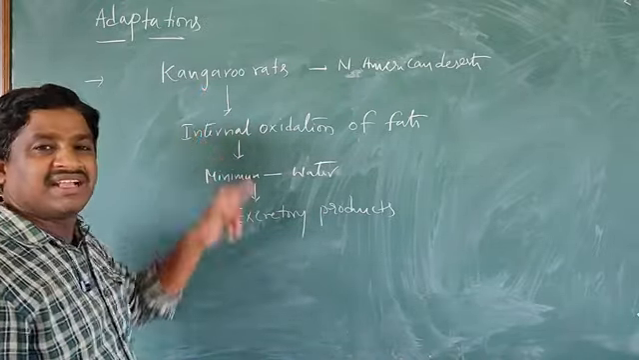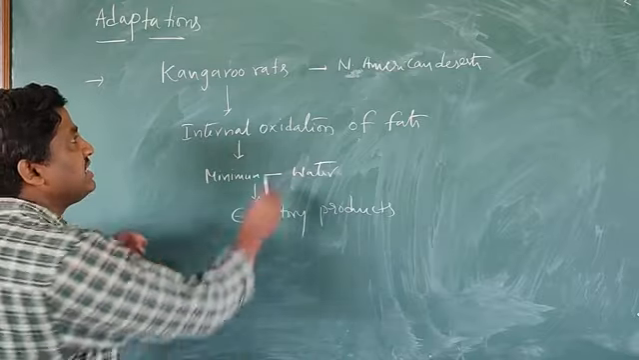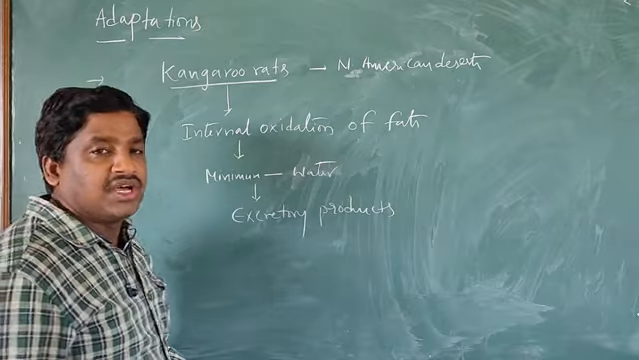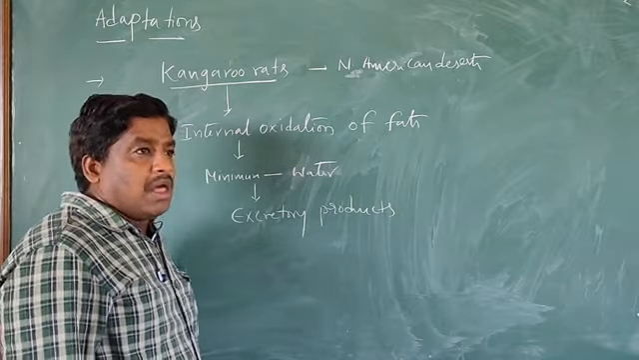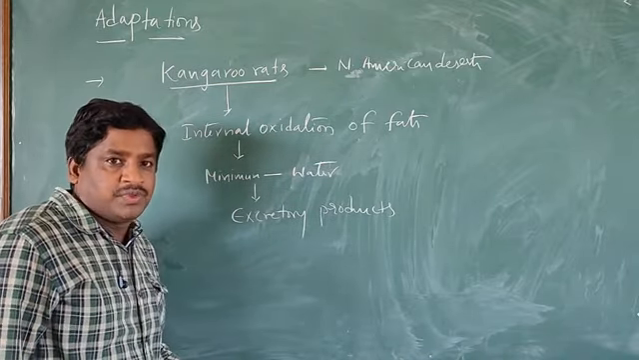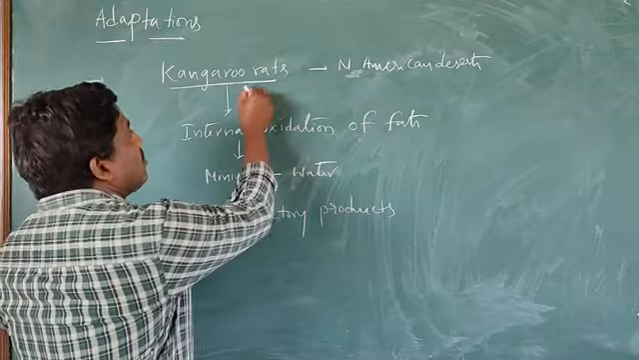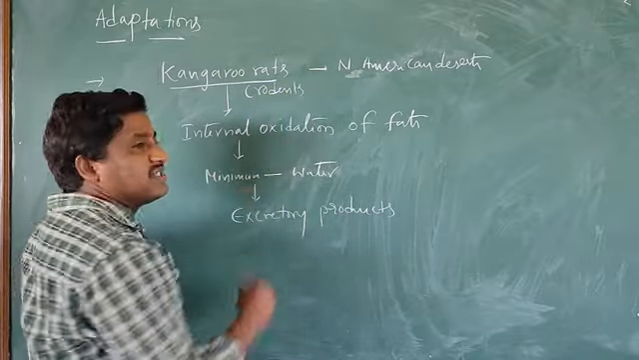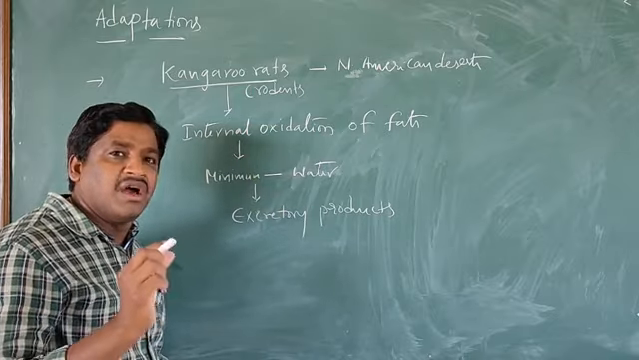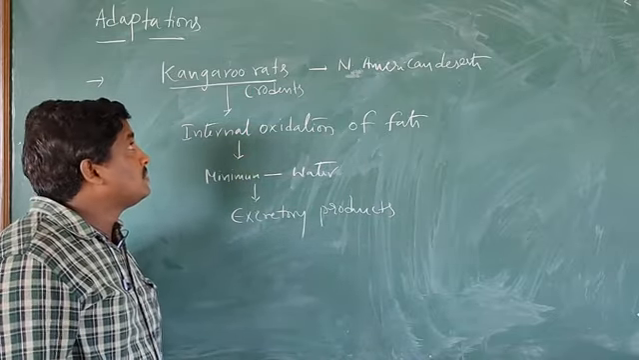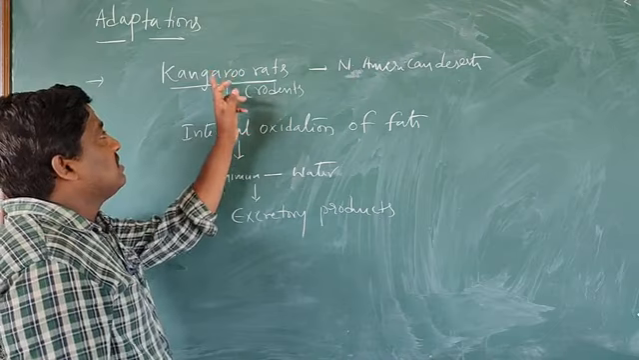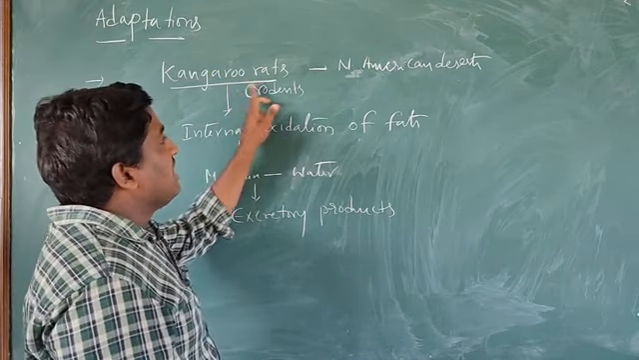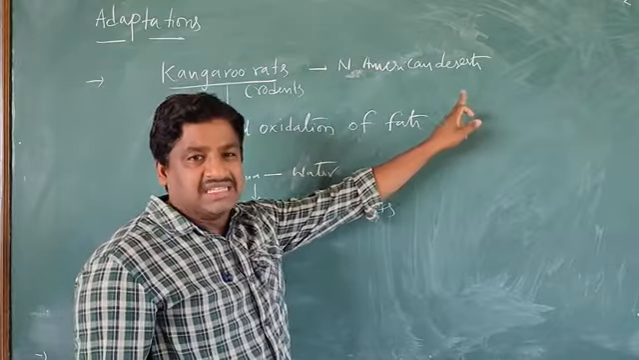What is meant by the kangaroo rat? Actually, this kangaroo rat does not belong to the real kangaroo. It is a kangaroo rat, a rodent, a very small animal that looks like a small kangaroo. Where do they live? In North American deserts.